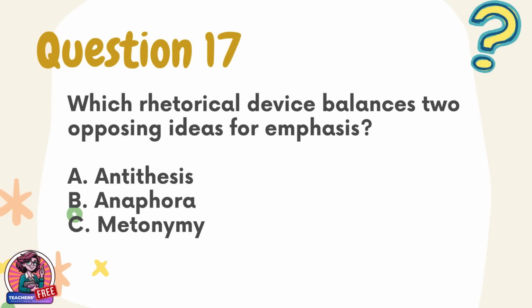Question 17. Which rhetorical device balances two opposing ideas for emphasis? A. Antithesis. B. Anaphora. C. Metonymy.